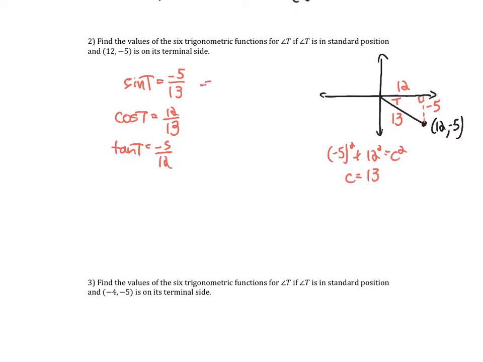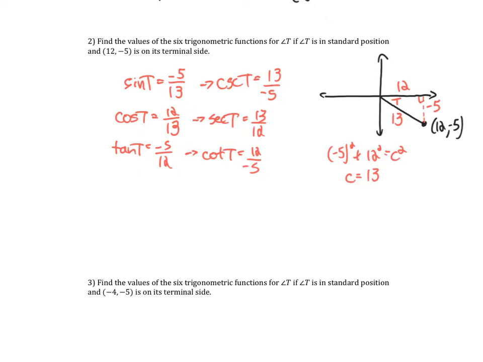Let's do the reciprocals. So the reciprocal of sine of t is cosecant of t. The reciprocal of negative 5 over 13 is 13 over negative 5. Again, it doesn't matter where you put the negative, the ratio would stay the same. Reciprocal of cosine is secant of t. So reciprocal of 12 over 13 is 13 over 12. And then the reciprocal of tangent is cotangent of t. That would be 12 over negative 5. Okay?